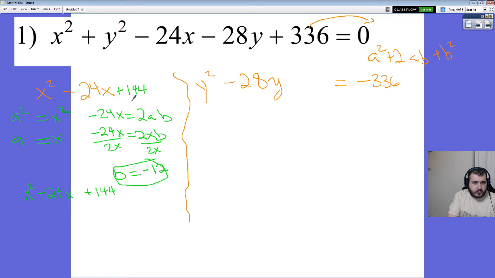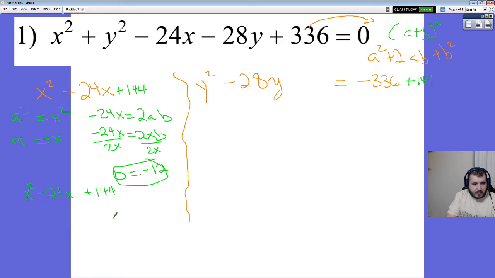And if there's a plus 144 on this side, I have to make sure that both of my sides stay the same. So if I add 144 to the left of the equation, I have to add 144 to the right of the equation. And now, remember, this is the same thing as saying a plus b squared.